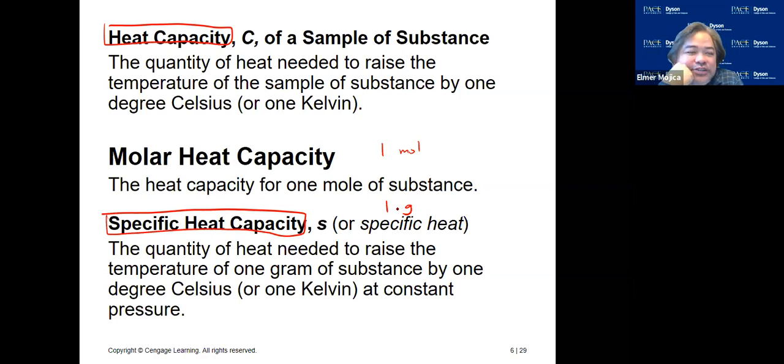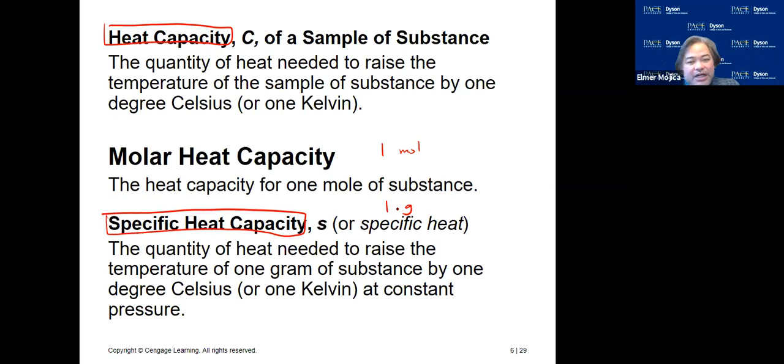So others would need what? A higher amount of energy to raise their temperature, compared to the other substance that would need a small amount of energy to raise its temperature. Okay, so that's what we call heat capacity. That's the amount of heat that you need to raise the temperature of the sample by 1 degree.